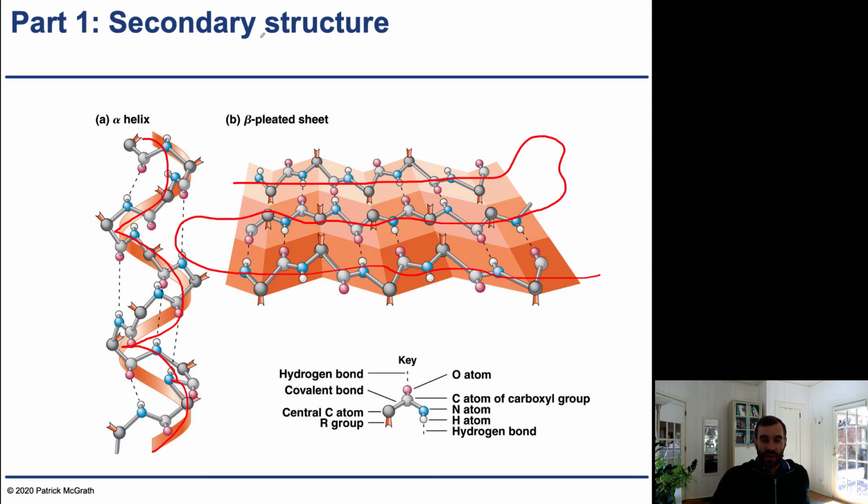These alpha helices and beta pleated sheets can be formed by a large number of different combinations of amino acids. It's not like you have to have a specific set of amino acids to produce the helix. There are lots of different combinations that can produce this helix, and lots of combinations that can produce this beta pleated sheet, and we see this over and over again when we look in protein structures.